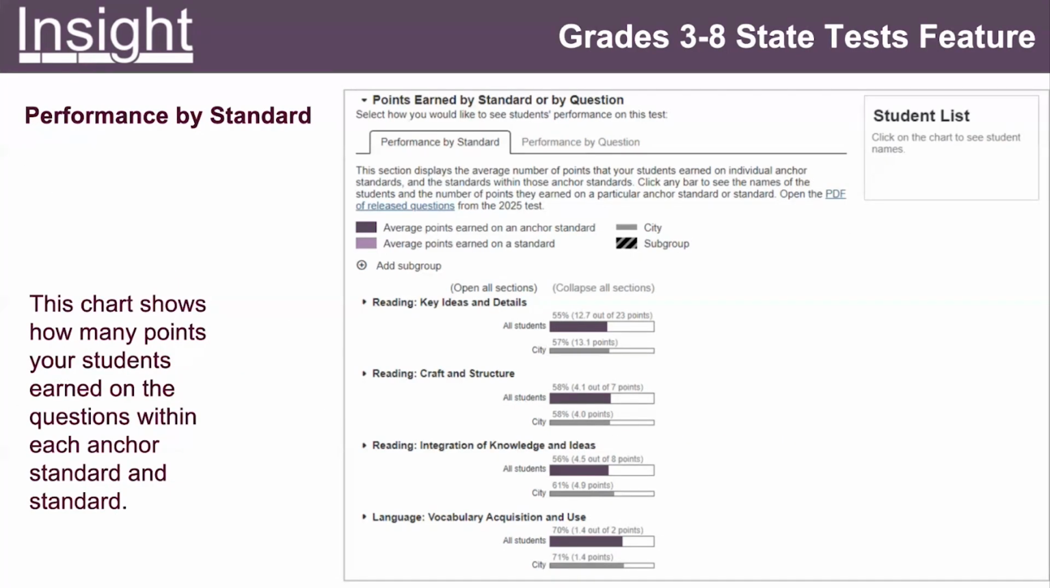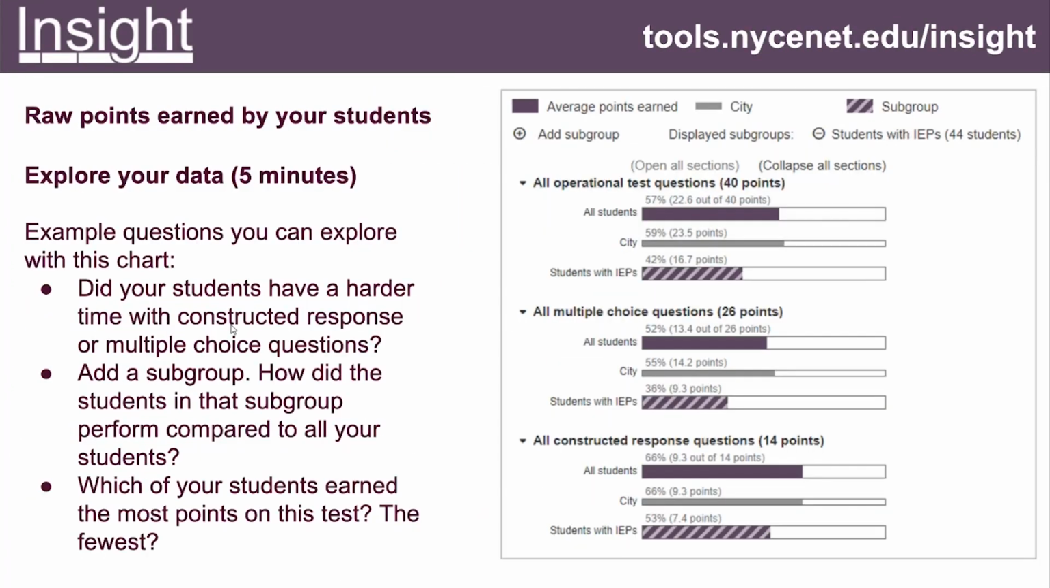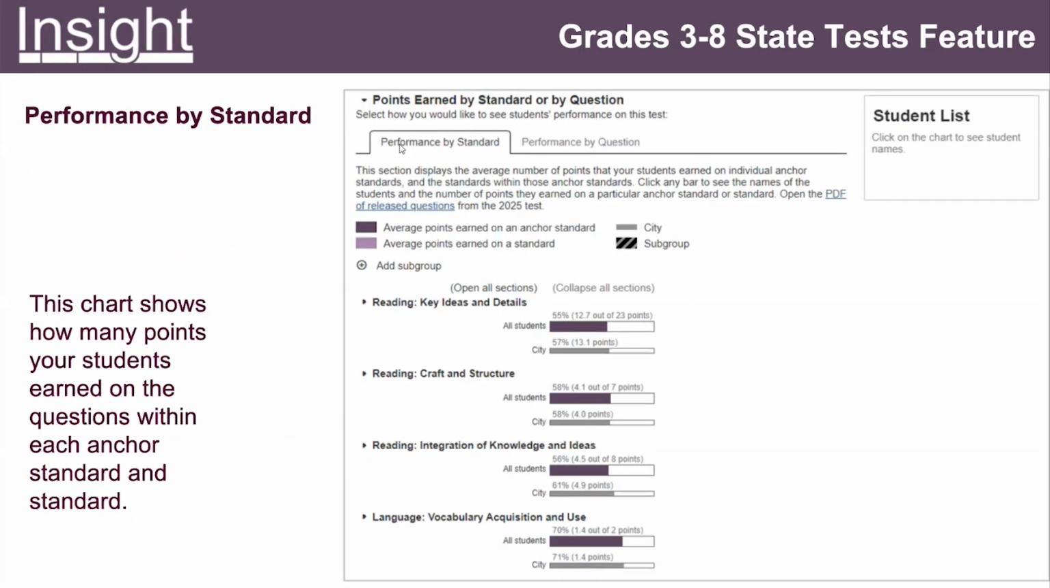Next, the visualization on the chart: performance by standard. So you could either close this section or just scroll to the next section on your page. You will see points earned by standard or by question section. The first tab is performance by standard. Where to see the student list: click on those bars, which I'll show you again in this section as well. So I will talk about the student list again.